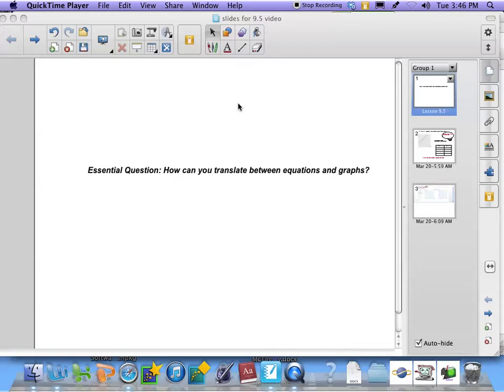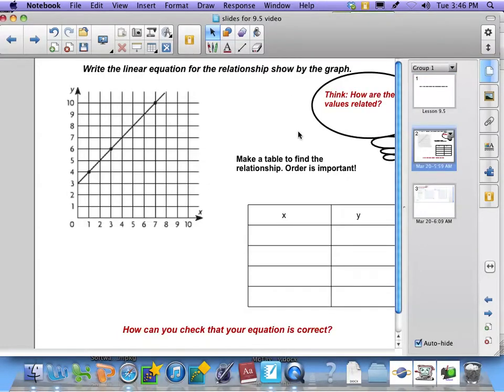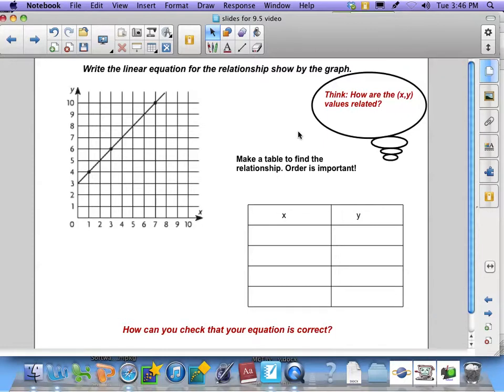Okay, how can you translate between equations and graphs? So in this question, we see a graph of a linear equation, and we're not given the equation. We need to come up with the equation. So the way that we're going to do that today: you can represent a relationship between quantities with a table like this down here, a graph, or a linear equation.